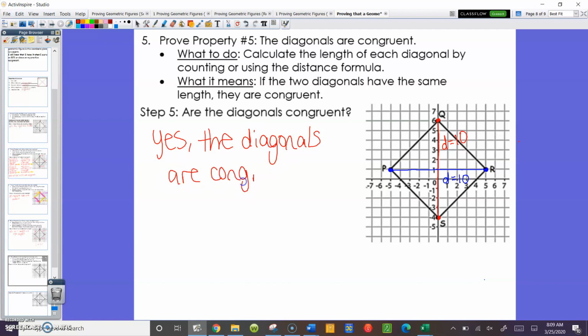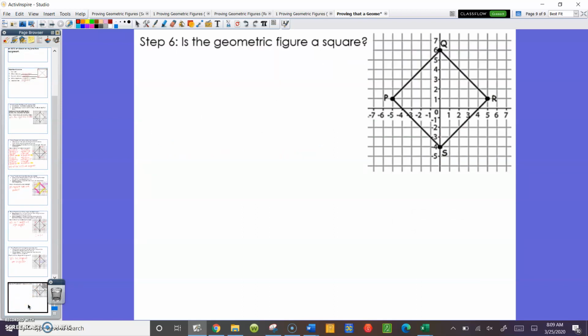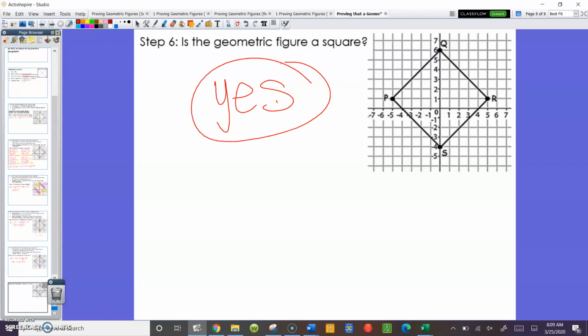So now, is this geometric figure a square? Yes, it is. And we know that it is because all 5 properties are true.